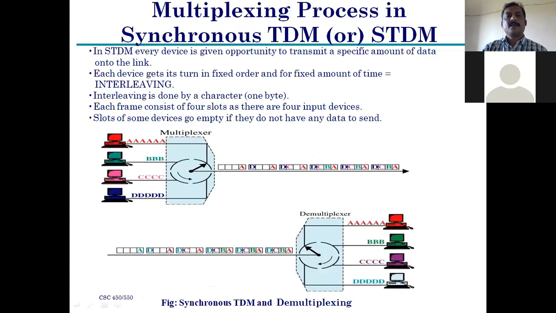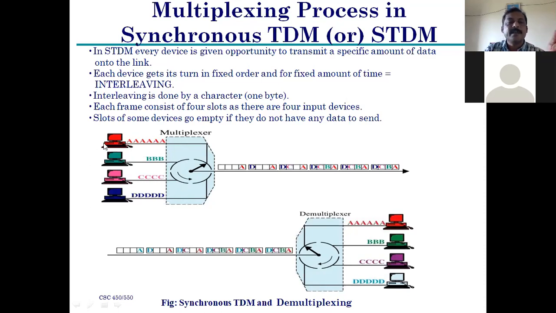Coming to the next one, the multiplexing process in synchronous time division multiplexing, or STDM. ఇప్పటి వరకు వినకపోయినా డోంట్ వర్రీ, ఇప్పటి నుంచైనా వినండి. Synchronous time division multiplexing diagram, a simple diagram. As per this diagram there are more number of users. How many users are available? Total 4 users.